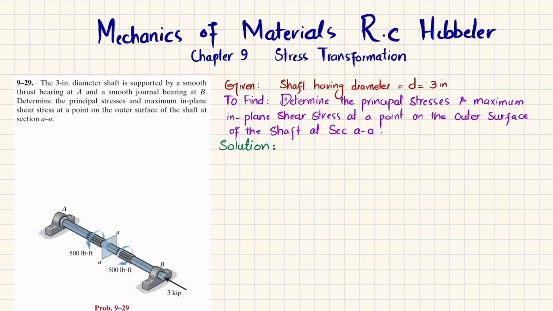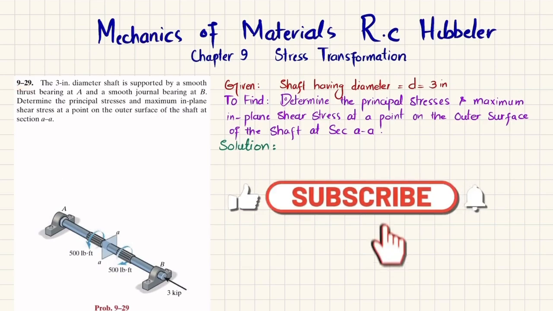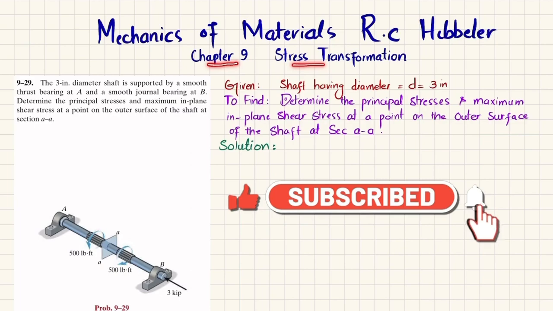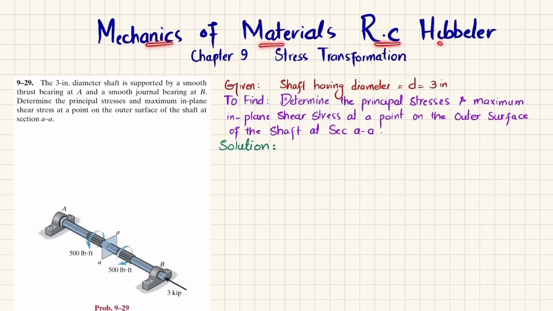Welcome back. Problem 9-29. This problem is taken from chapter number 9, that is stress transformation, and the book is Mechanics of Materials by R.C. Hibbeler. The statement is: the 3-inch diameter shaft is supported by a smooth thrust bearing at A and a smooth journal bearing at B. Determine the principal stresses and maximum in-plane shear stress at a point on the outer surface of the shaft at section AA.